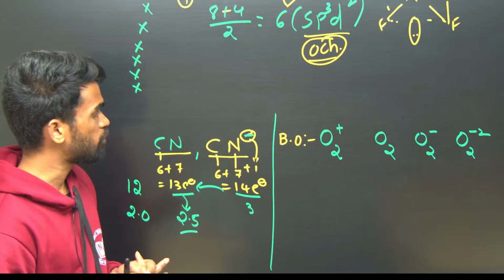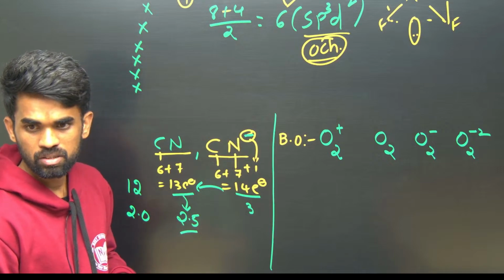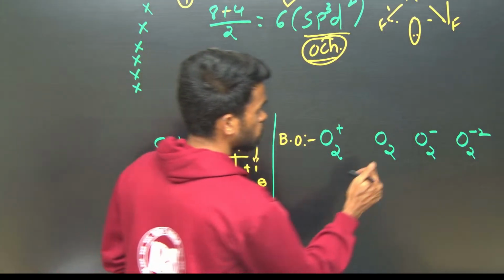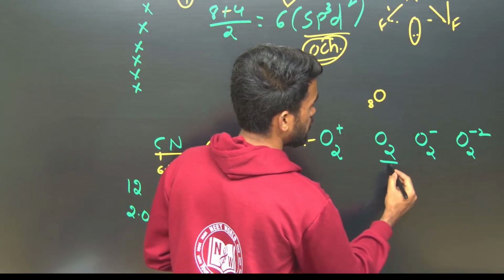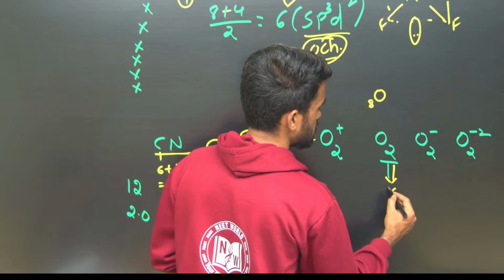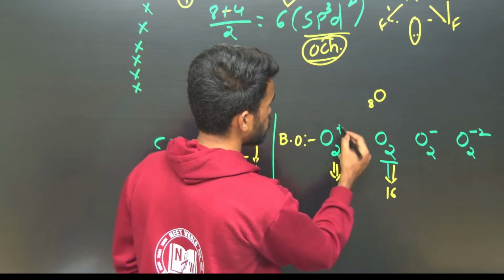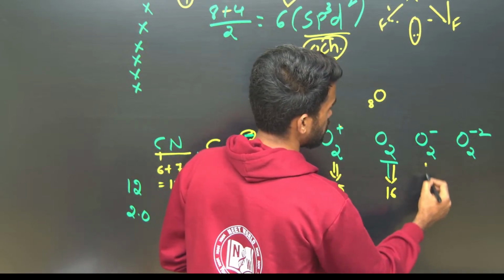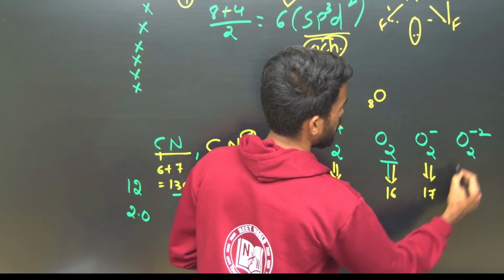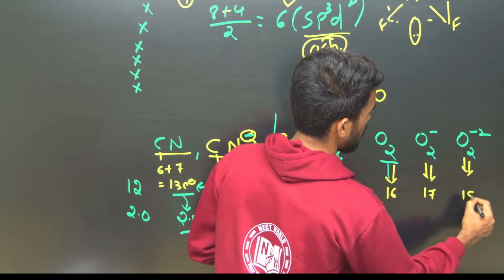Just count the number of electrons in each case. Here O2, oxygen atom means 8 electrons. Molecule, right? So it should be 16 electrons. Here plus means remove one electron, so 15. Minus means add one electron, 17. Here 18, like this. That's it.